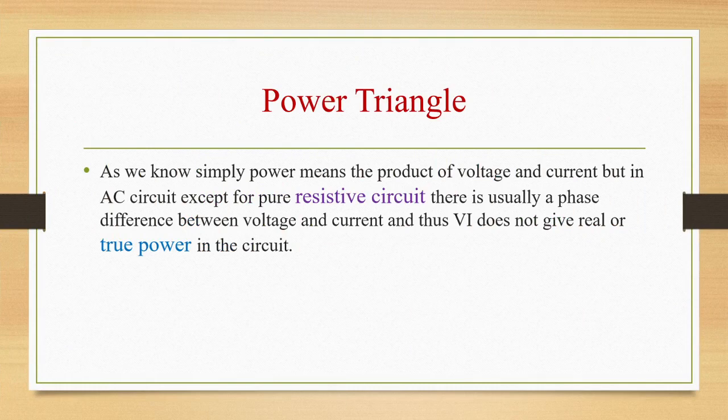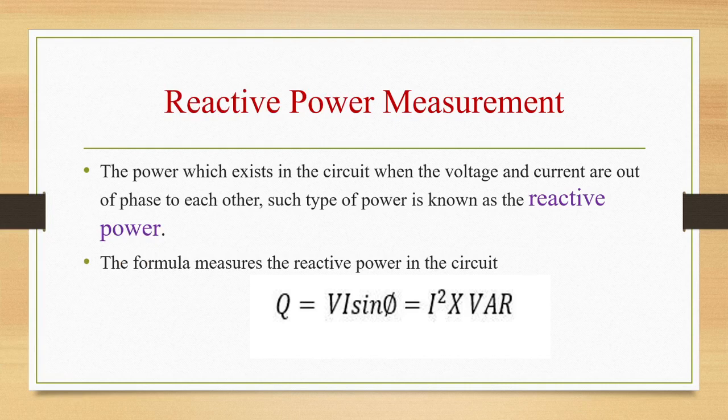Power means the product of voltage and current, but in an AC circuit, except for a pure resistive circuit, there is usually a phase difference between voltage and current, and thus VI does not give real or true power. So we multiply VI with cos phi to get the active power, and with sin phi to get the reactive power. The power which exists in the circuit when voltage and current are out of phase is called reactive power. The formula for reactive power is Q = VI sin phi = I square X VAR.